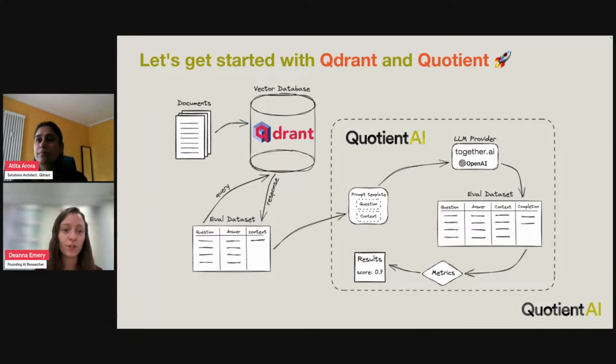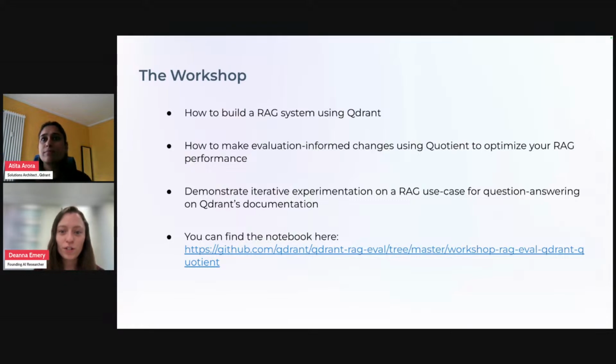After you submit your evaluation run, all you have to do is sit back and wait for your results to get back to you. So to see it in action, that brings us to the workshop. For this workshop, we're going to walk you through how to build a RAG system using Qdrant, and then we'll show you how to make evaluation-informed changes to your RAG system using Quotient so that you can optimize your RAG performance. And for the sake of time, we've executed the notebook ahead of time, so we'll walk you through the code and the outputs. And with that, I'll hand it back to Atita.